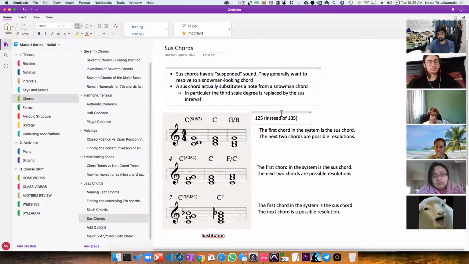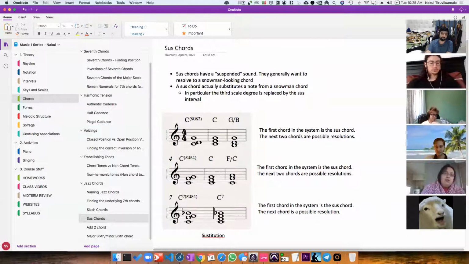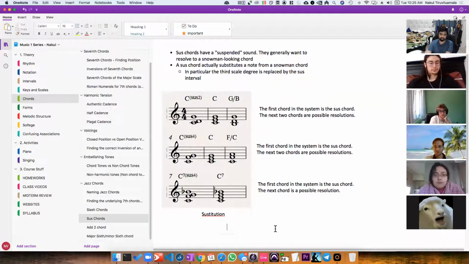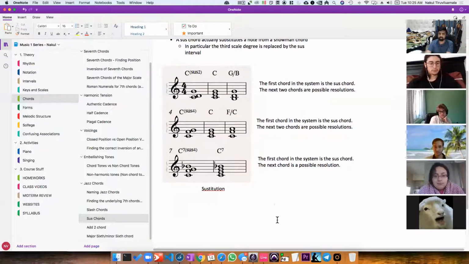So the third scale degree is, yeah, exactly, the one that's being substituted. In this case, the third scale degree is being substituted by the 2, the sus2. The third scale degree is being substituted by the 4th in the sus4. And the third scale degree in the dominant 7th sus4 is also being substituted by the 4th. Oh yeah, there it is, substitution. That's the exact formulaic way of thinking about it.